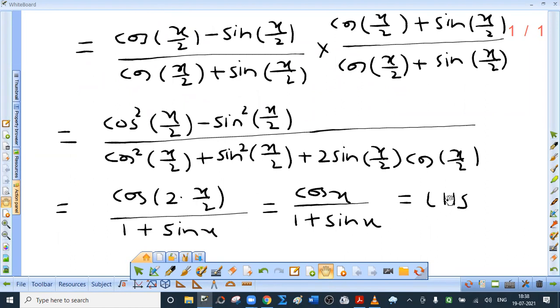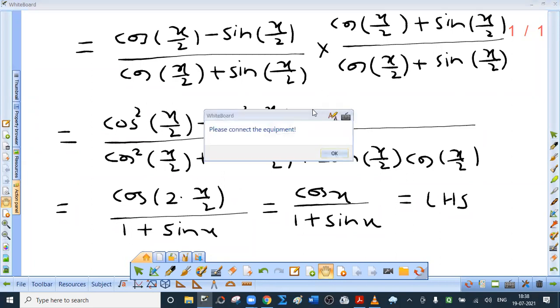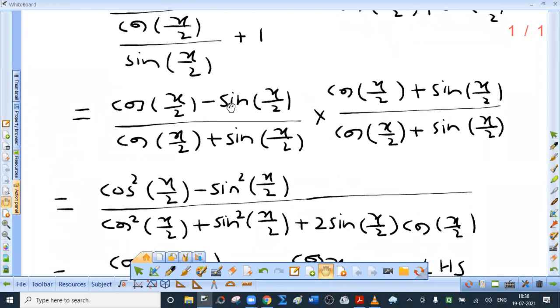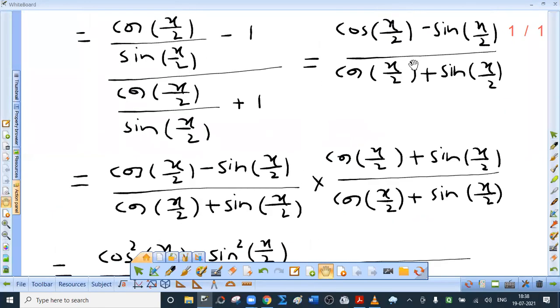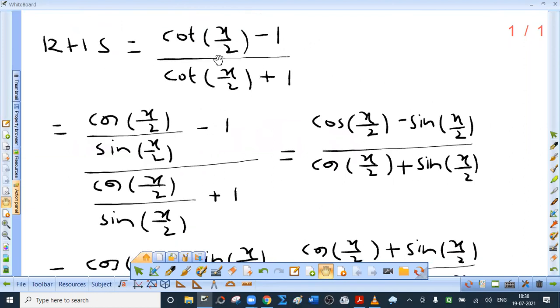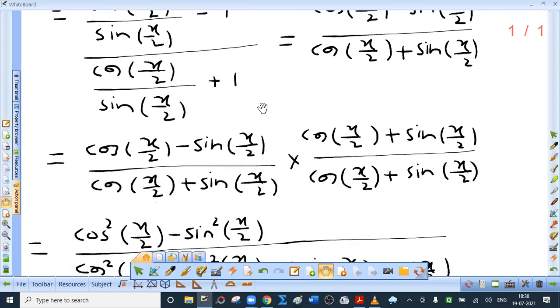So 1 plus sin x, which is nothing but LHS. If you insist that no, we should start with LHS, that can also be done. This is LHS. Now 1 plus sin x can be written as, this is 1, sin x is 2 sin x by 2 cos x by 2. What is cos x? Cos square x by 2 minus sin square x by 2. After this one, and then this step, divided by sin to get cot, which is nothing but right hand side. Okay, so that can also be done.